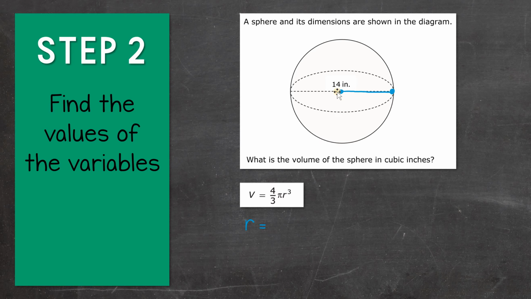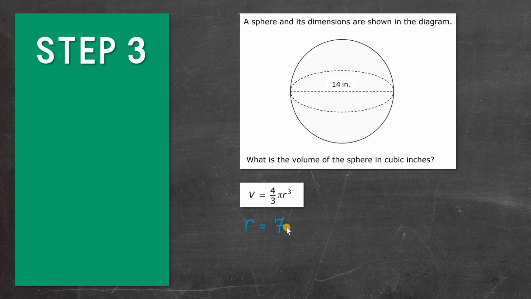So if you're given a diameter, how do you find the radius? Well, you can tell from the picture that a radius is half a diameter. So that's what we're going to do. We're going to take the diameter, we're going to take half of it, we're going to divide it by 2, and that's going to give us our radius. So half of 14, that's 7. So we're done with step 2.